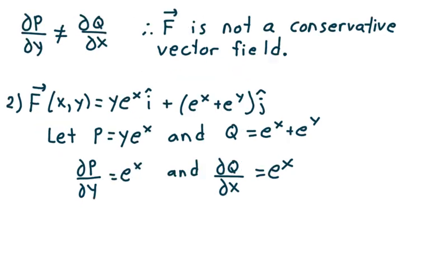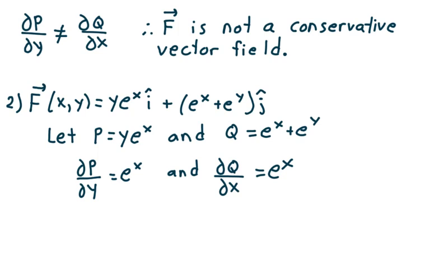Since the partial of P with respect to y does not equal the partial of Q with respect to x, we can say F is not a conservative vector field. And that's example 1. Example 2.